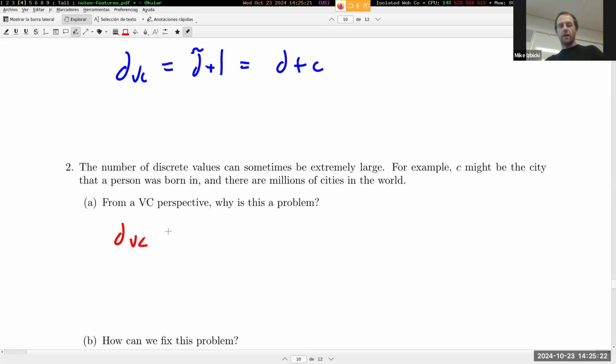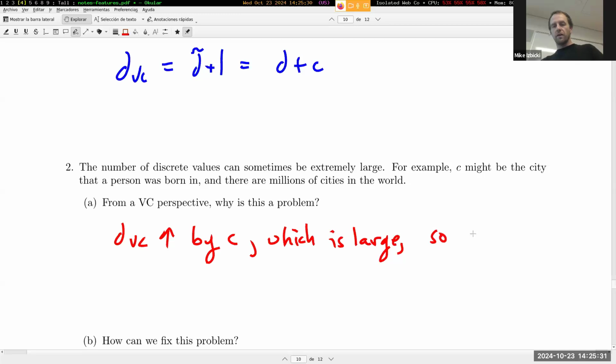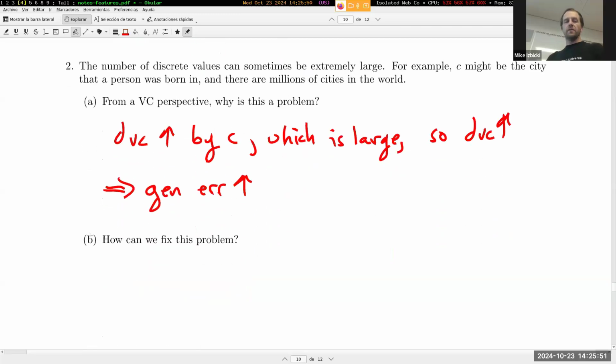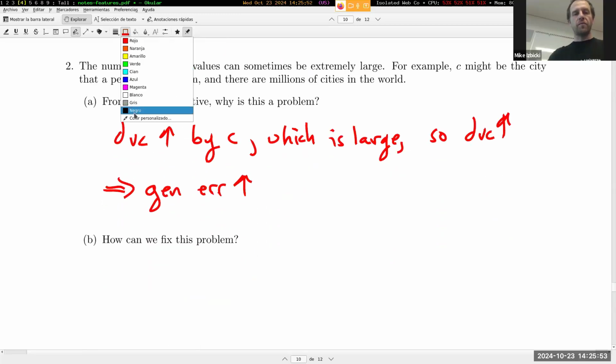Our DVC will increase by C, which in this case is large. So the DVC goes up by a lot. And that implies that our generalization error will also go up by a lot. Our in-sample error is very likely to go down by a lot, but our generalization error is going up by a lot. And so then part B, how can we fix this problem?